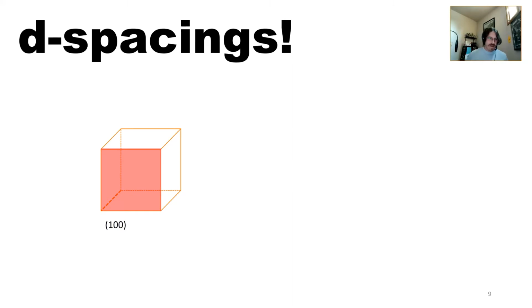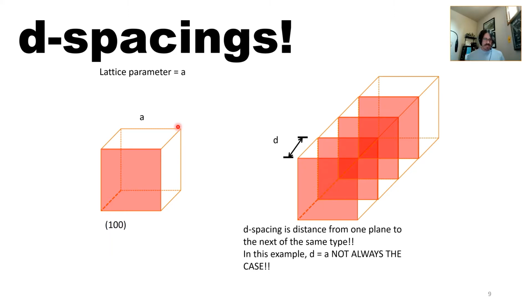Okay, D-spacing. So we have the 100 plane, and we have this lattice parameter. We refer to the lattice parameter as A, and you all should have seen this at some point. The lattice parameter is the distance between one atom and another atom in a crystal structure, or in the same unit cell, if you will. In this case, the D-spacing is the same as A. That's not always the case.